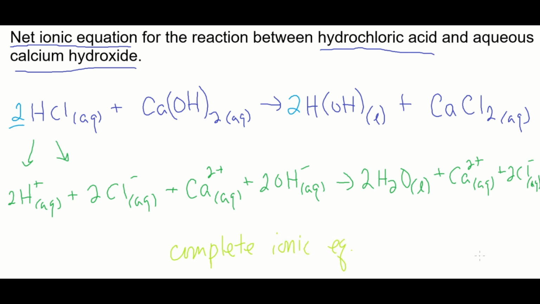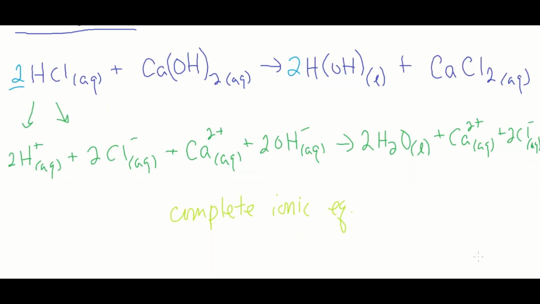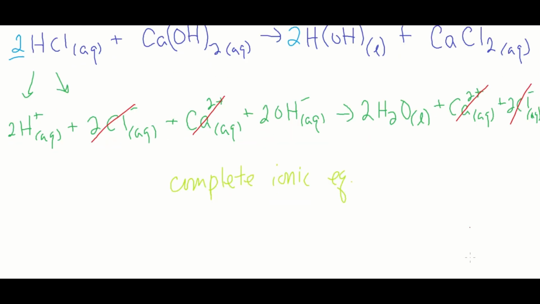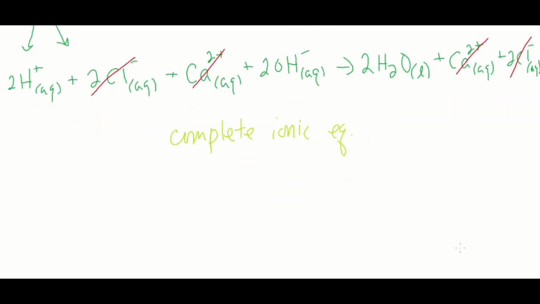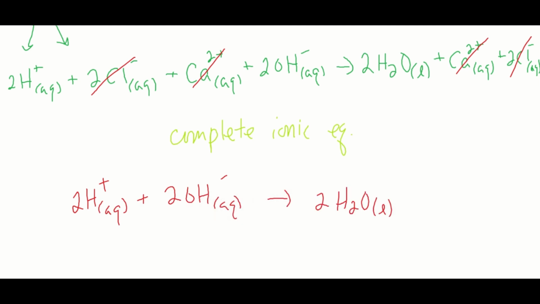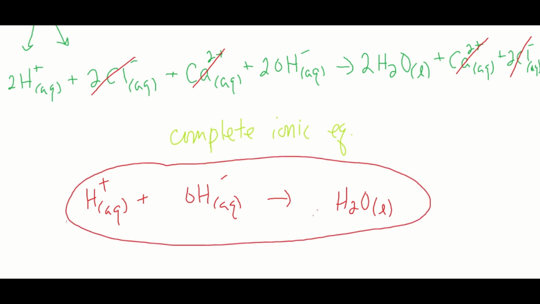So our next step is to eliminate the spectators. The chloride ions appear unchanged before and after the reaction, and so do the calcium ions. They're not part of the chemistry. So whatever's left is your answer. I spoke too soon because we need to reduce these coefficients. So now we have our final answer.